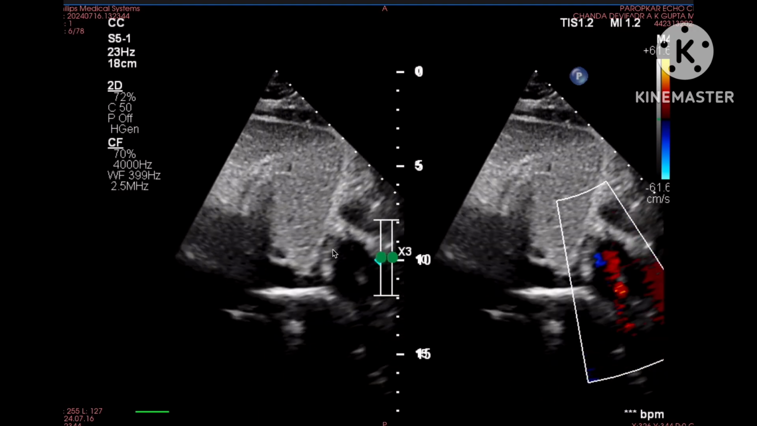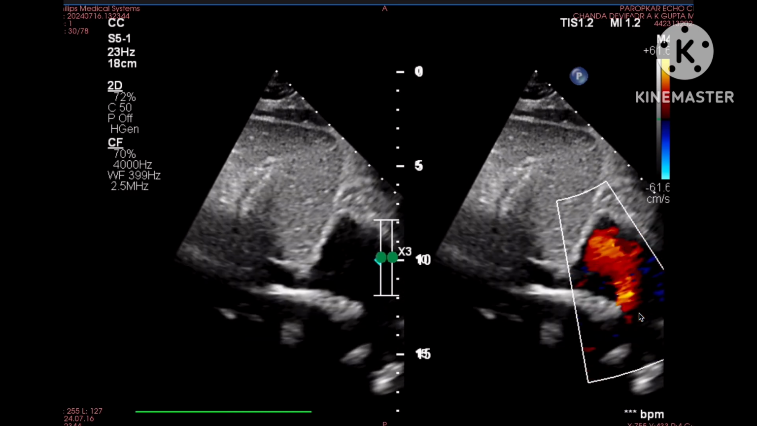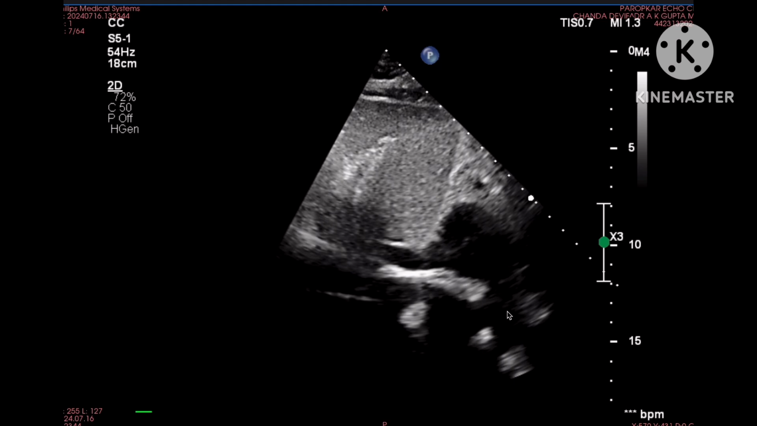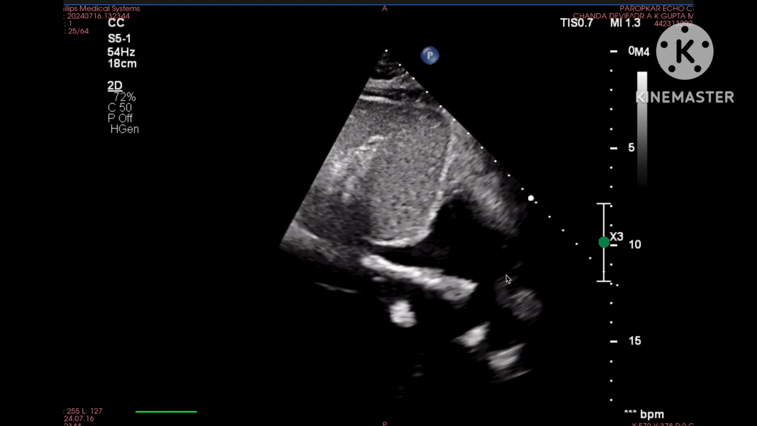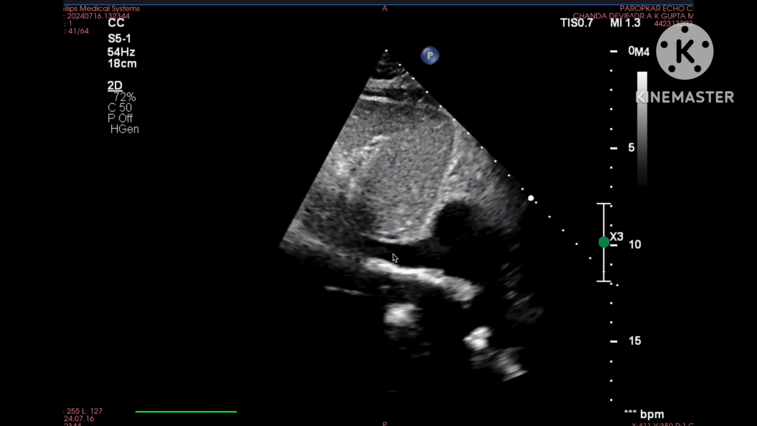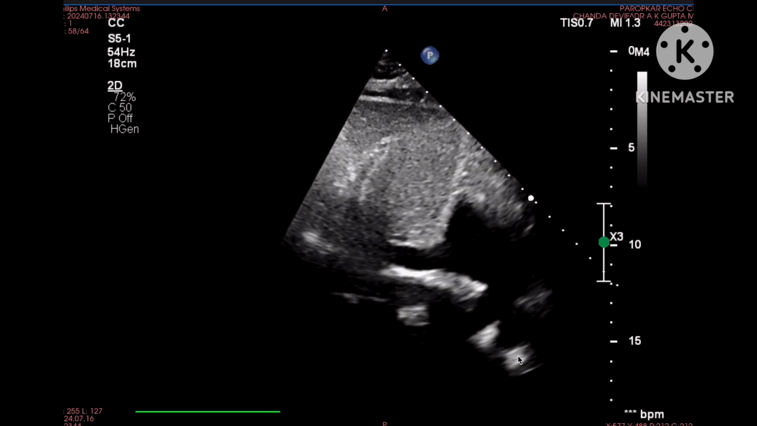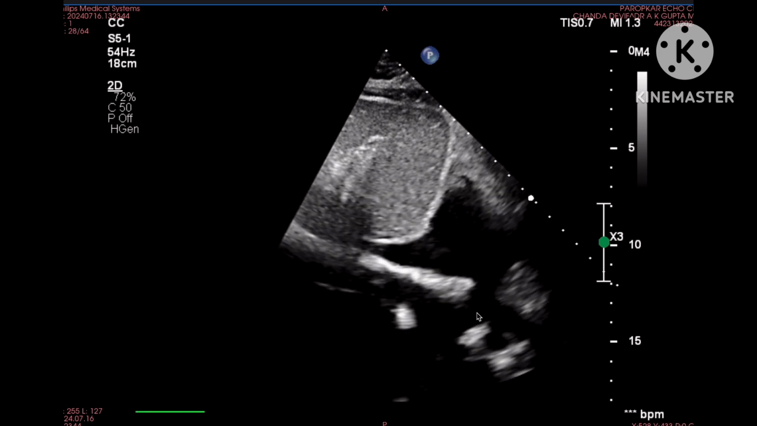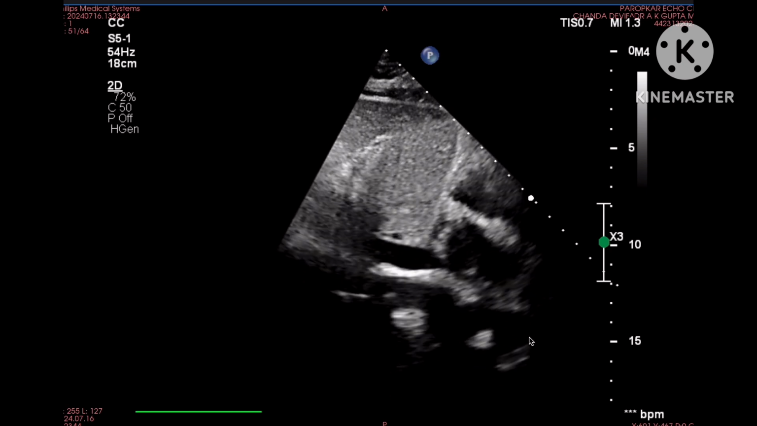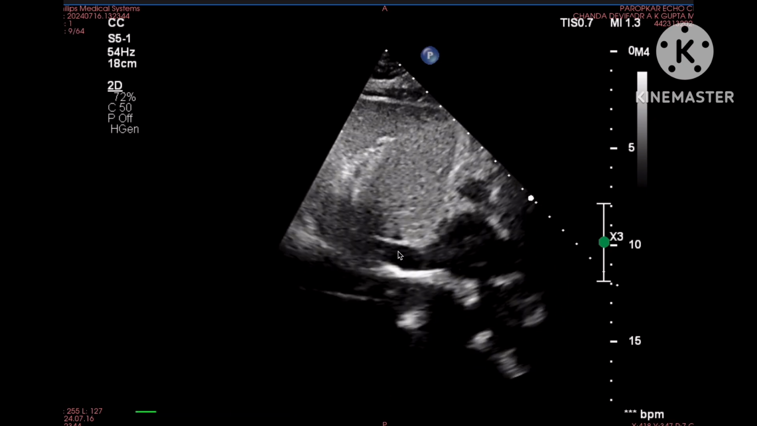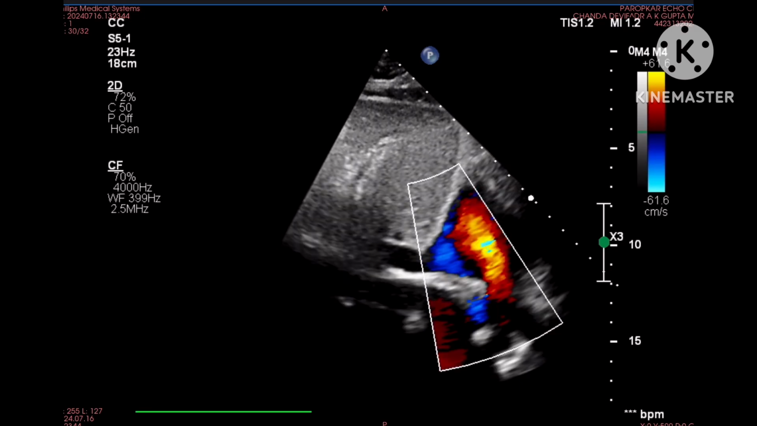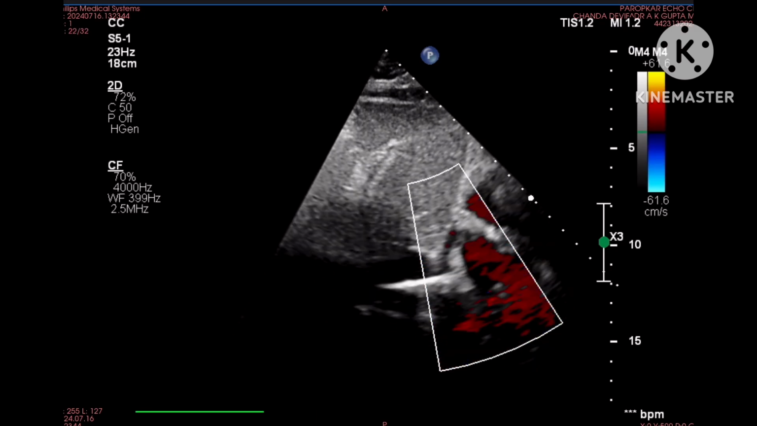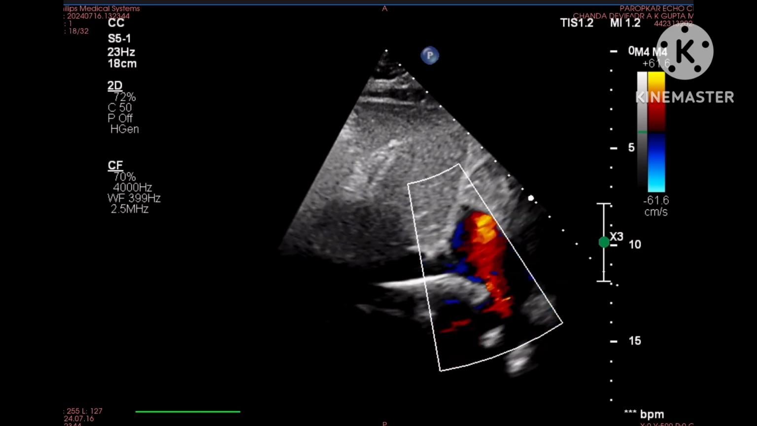Again, the next view is the same thing. This is bicaval view. So bicaval view means you are seeing both inferior vena cava and superior vena cava in one view. This is right atrium, this is left atrium, this is ASD, this is SVC, this is IVC. Same view with color flow.